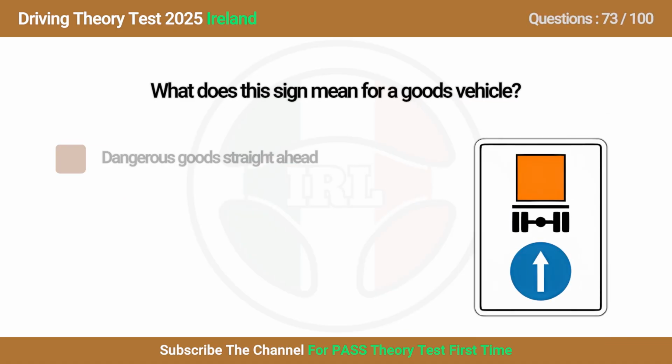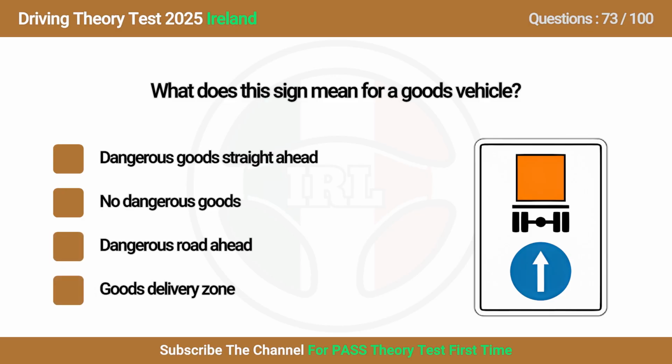Question 73. What does this sign mean for a goods vehicle? A. Dangerous goods straight ahead. B. No dangerous goods. C. Dangerous road ahead. D. Goods delivery zone.